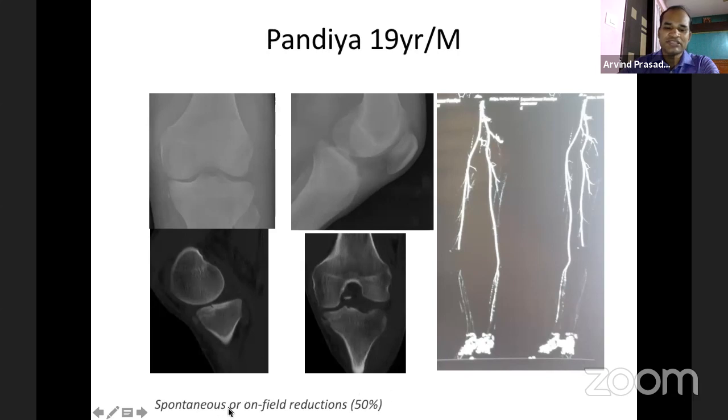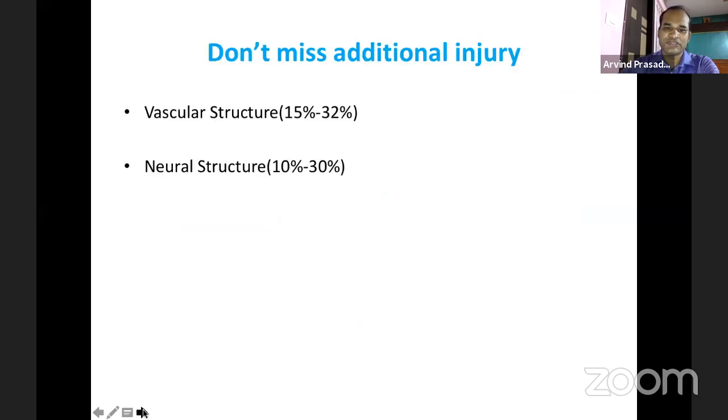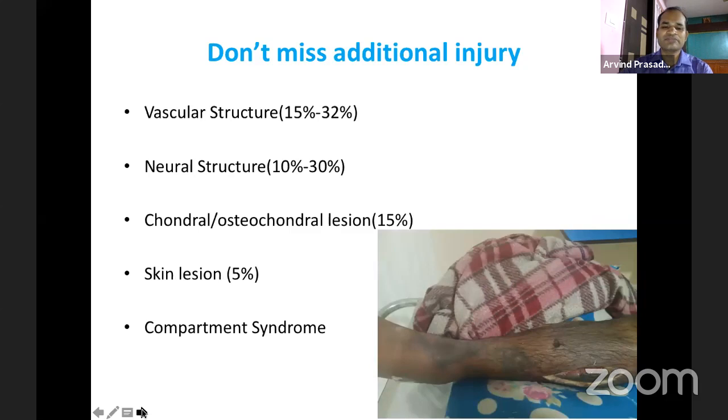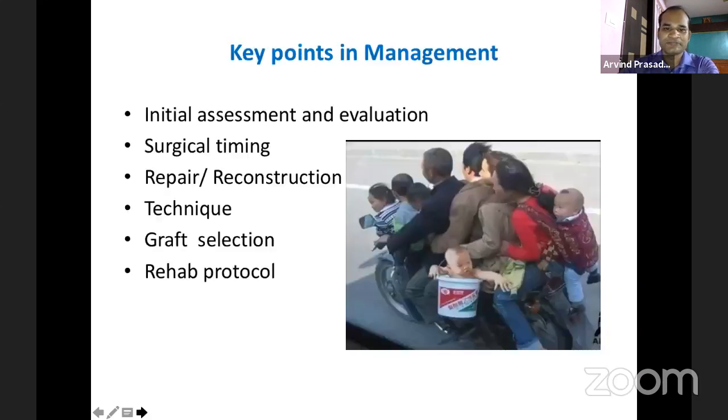Literature says there is spontaneous on-field reduction in almost 50% of cases in this type of injury. So be aware of all these posterior dislocations of the knee. At the same time, don't miss additional injuries along with vascular injury. There is a chance of neural injury also, in almost 10 to 30% of cases. Chondral and osteochondral lesions occur in 15%. Skin lesions and dimple lesions occur in 5% of cases. And last but not least, compartment syndrome is also frequently associated with knee dislocation, particularly posterior knee dislocation.